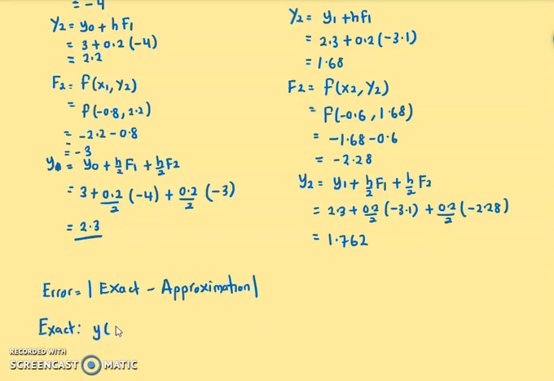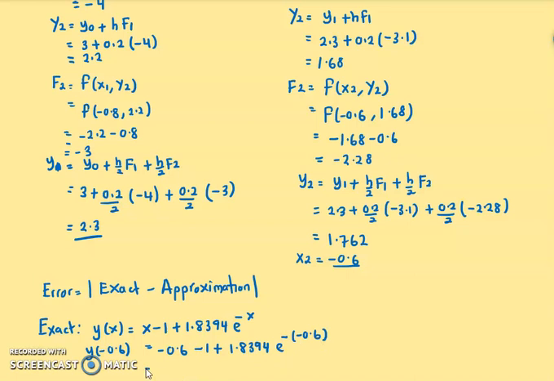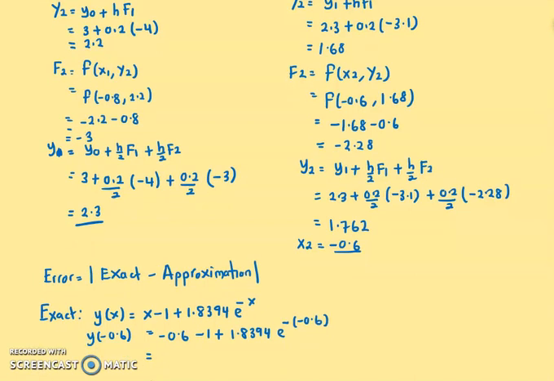The exact solution y(x) equals x minus 1 plus 1.8394 e to the power of negative x. Our x2 is negative 0.6. So for x equals negative 0.6, you have negative 0.6 minus 1 plus 1.8394 e to the power of 0.6. So what does this value give you? This gives me 1.7516. So this is the exact solution.